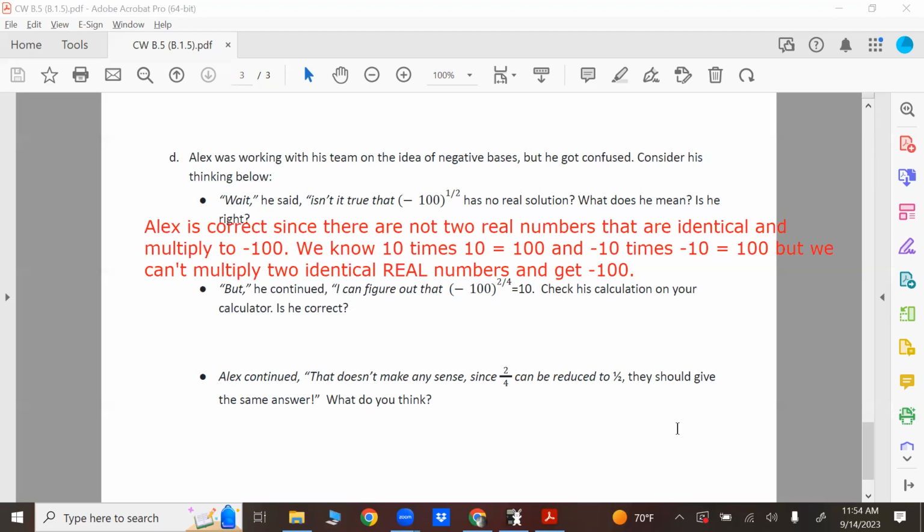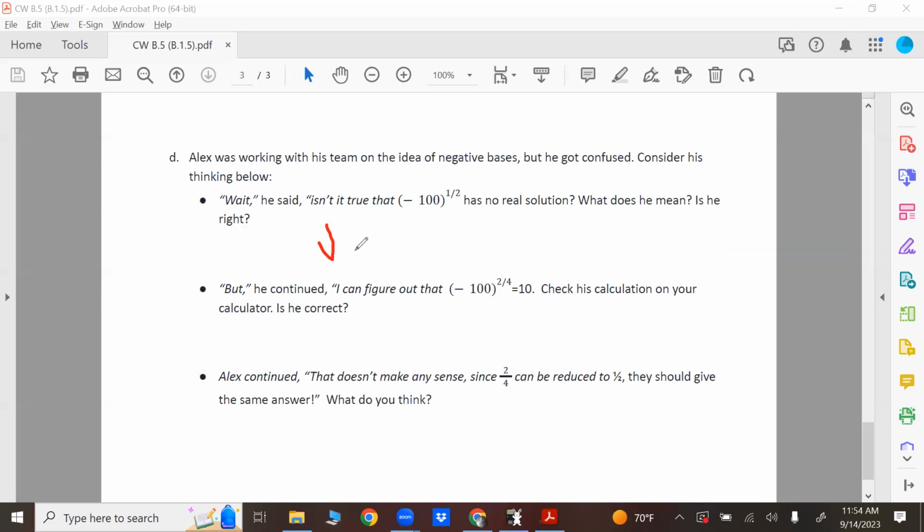I know I was quite verbose about that, but it's good to be oriented, right? So again, he's correct. There aren't 2 real numbers that are identical and multiply to negative 100. Can't do it. 10 times 10 is 100, and negative 10 times negative 10 is 100. But you can't multiply 2 identical real numbers to get negative 100. It just can't happen. Yeah, or actually, I like what you said. That works too.